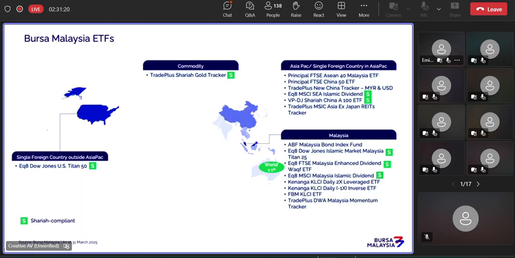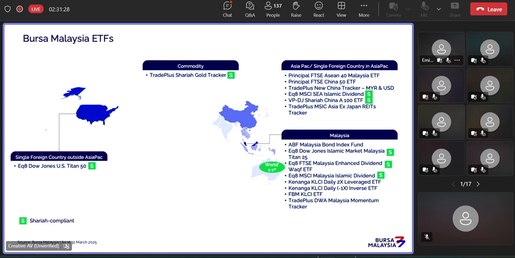The next slide, basically, I just want to show you based on geographical. Out of that 17, 1 has exposure in US stocks. So this is Equate US 50 stocks. Commodity, we just have 1. We have a Sharia compliant gold ETF. And those with S, category S, those are the Sharia compliant ones.